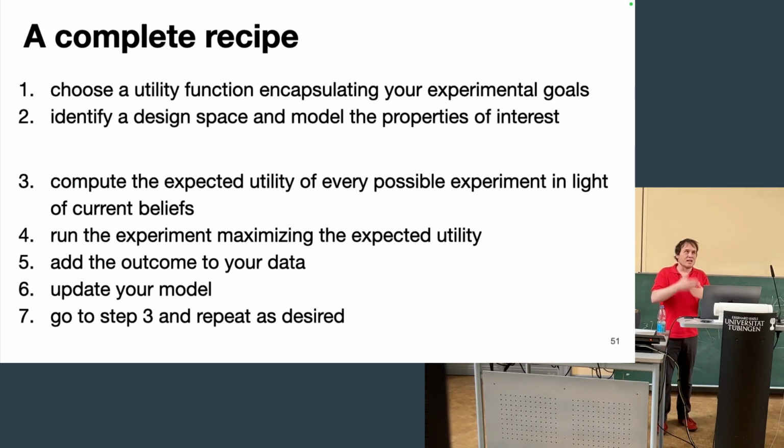And now to design experiments, I will compute the expected utility of every possible experiment in the design space with respect to my current beliefs. And then I'm going to run the experiment with the highest expected utility. I'm going to add the outcomes to the data set, update the model, and then continue in this loop until I decide that I'm done. This is just the same feedback loop that we saw earlier, but now written out as a procedure.